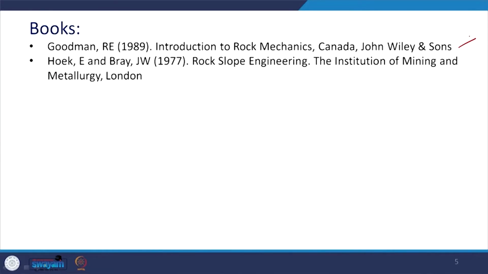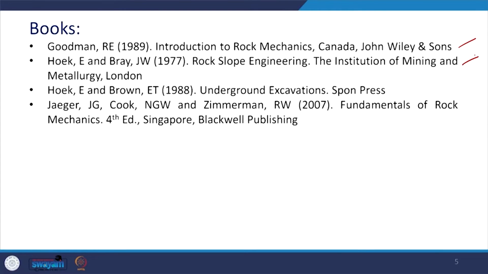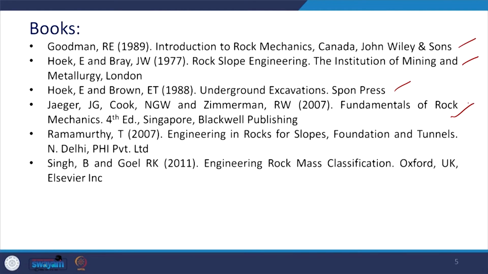Now, some of the books I have listed here, so you can just take a look. This is by Goodman. Overall, it gives you the idea about the introduction to rock mechanics. Then the book by Hoek and Bray basically deals with rock slope engineering. Then Hoek and Brown's book mainly deals with the tunneling aspects, that is underground excavations. Then the fourth one is by Jaeger et al., which is again an overall rock mechanics textbook, then the one by Ramamurthy, and then Singh and Goel. So, this one we will discuss with respect to the rock mass classification systems.